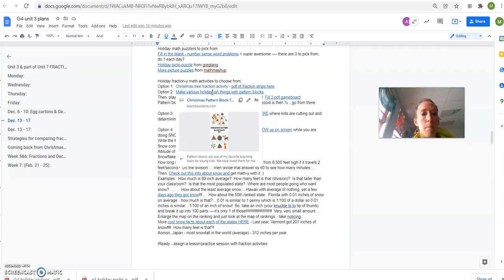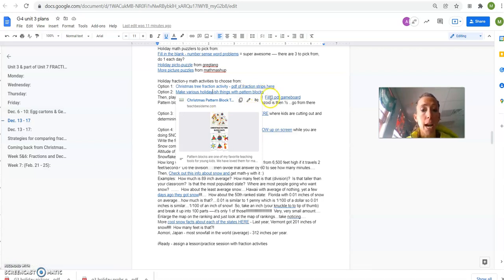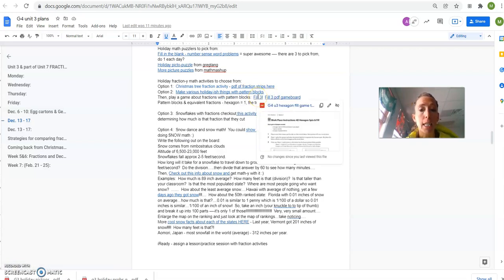Option 2, make some holiday-ish things with pattern blocks. I have loads and bunches of pattern blocks. If you'd like to do that, here's some templates of some ideas, or you just put up a list of ideas that kids could be making. Can anyone make an ornament or a reindeer or a snowflake or a Christmas tree or a Santa out of the pattern blocks? Then you can make it fractiony by playing a game with the pattern blocks.